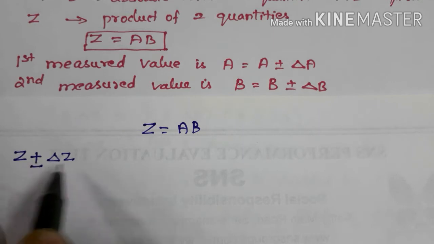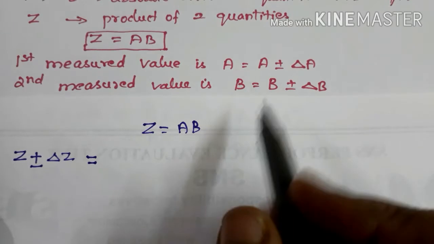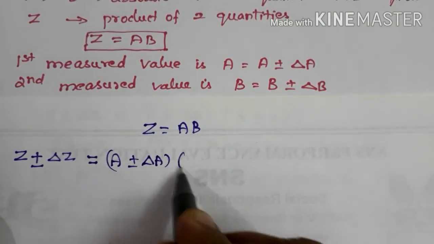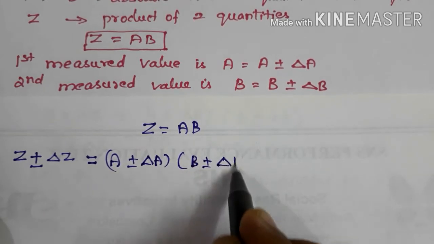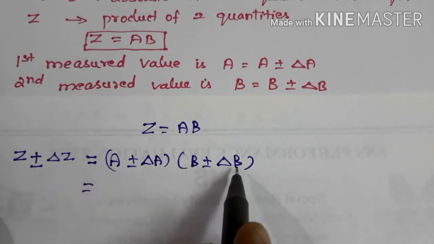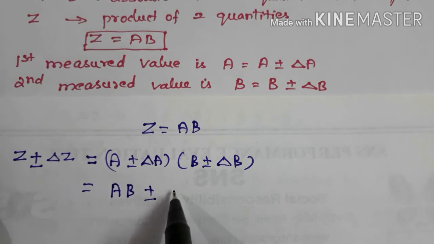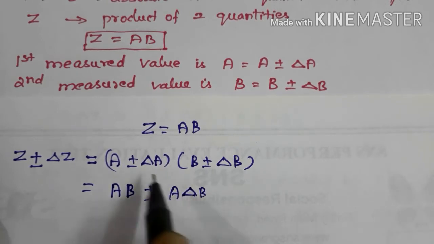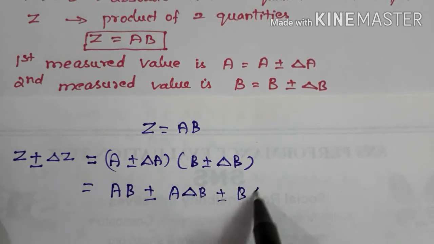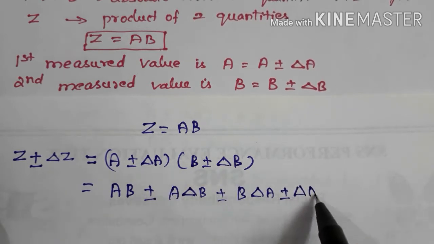Z plus or minus delta Z is equal to, we have to multiply these two quantities, that is A plus or minus delta A into B plus or minus delta B. You remove the bracket, that is A is multiplied with these two quantities. So AB plus or minus A into delta B. Now you multiply delta A with these two, plus or minus B into delta A plus or minus delta A into delta B.